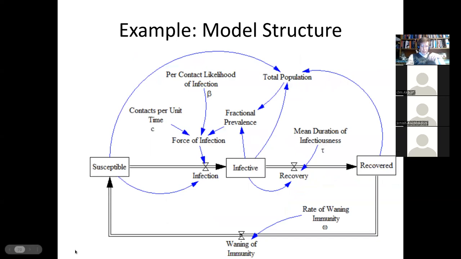Now, when this model's in balance, what do we know about inflow? What do we know about infection and recovery? At a population level, we think about the number of people getting infected per day and the number of people recovering per day. What is it that will lead to the infective state being in balance? At a population level, what's the condition under which the infective state will be in balance? If what is the case?